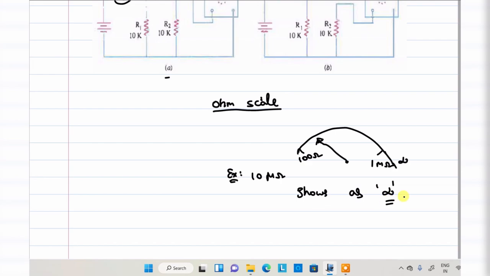Okay, once again I will repeat. Whenever the ohmmeter is designed for full scale deflection of 1 mega ohm, if you connect 10 mega ohm, which is more than 1 mega ohm, the pointer shows infinity. Okay, that is a point you need to remember.